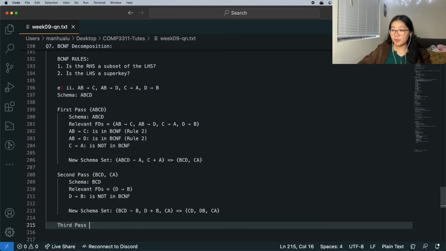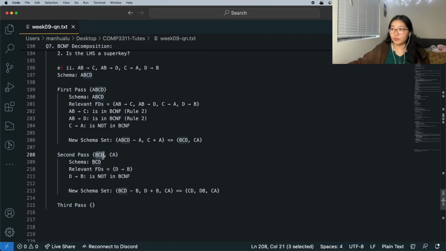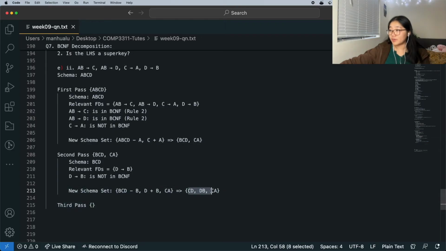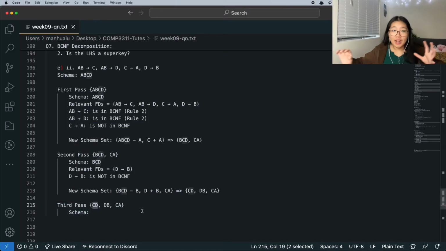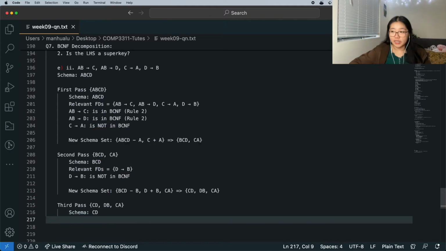All right, so third pass, you'll see that this kind of just goes further. It's kind of like a tree. You look at one BCD, you break it down, and now it generates these two. Then you want to look at this one, etc. So our new set is going to be CD, DB, and CA, right? So we'll just look at these ones. It's a random order, but we'll just look from left to right. We'll look at the first schema in the set, which is CD.